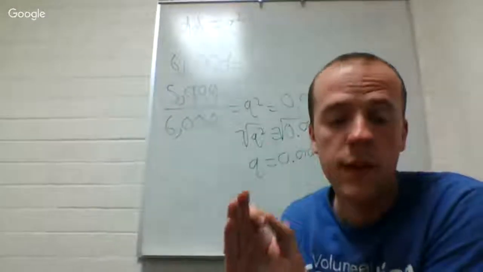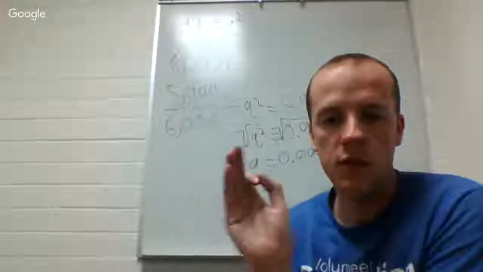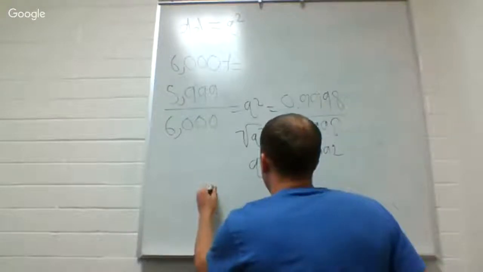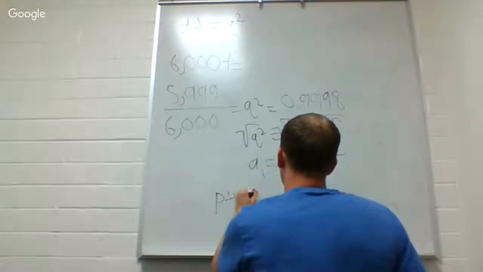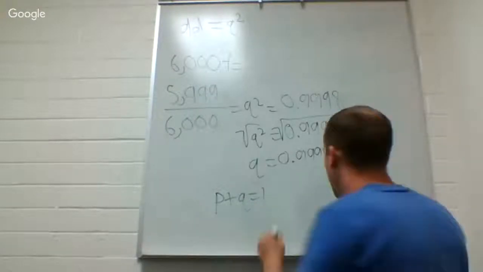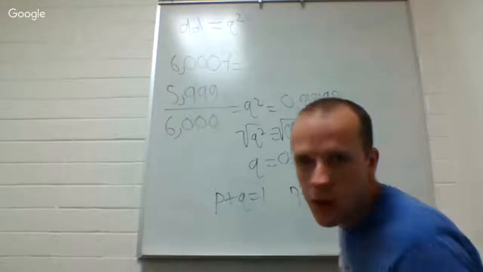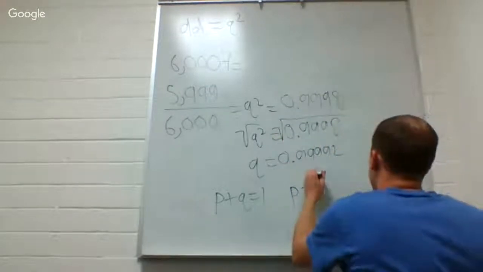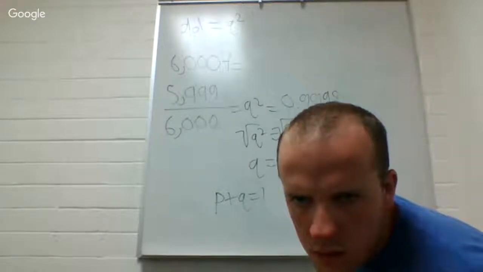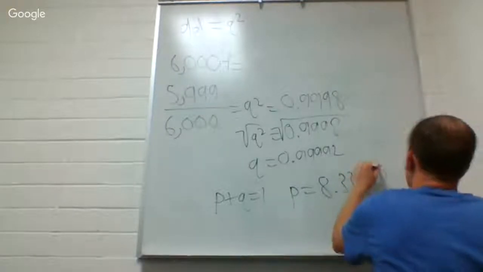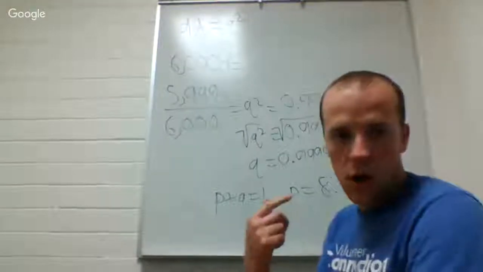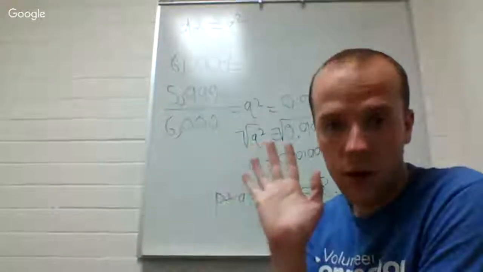Now, to find P, you have to find the frequency of the Marfan syndrome allele. So this is the non-disease allele. So we just use our P plus Q equals 1 formula and do the same thing as before, use algebra and find that P equals a very tiny number. It's 8.33 times 10 to the negative fifth. A very tiny number, which is why only 1 in 6,000 are affected.